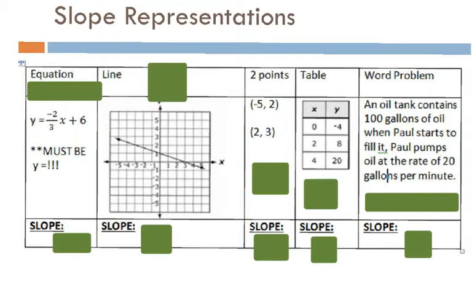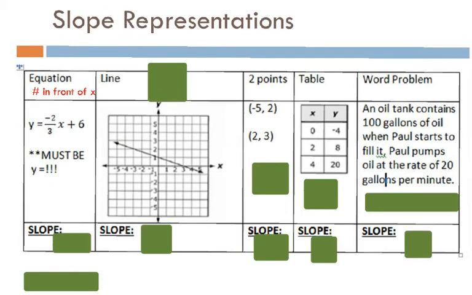First, let's look at how to find the slope when you're given an equation. When you're given an equation, it has to be in slope-intercept form. So that means y equals the x term plus or minus the y-intercept. Once you have it in that y equals slope-intercept form, it's just going to be the number in front of x. So here, in this example, the number in front of x is negative 2/3. So negative 2/3 is my slope number.